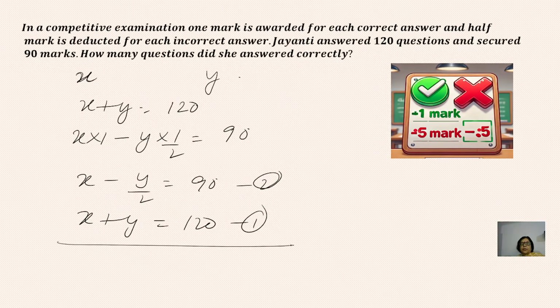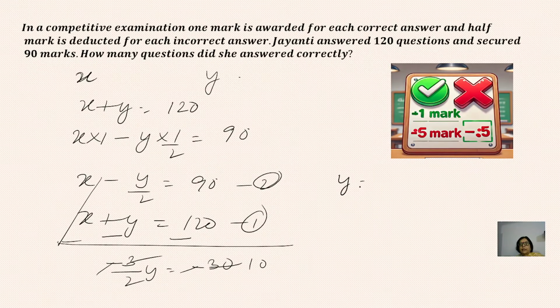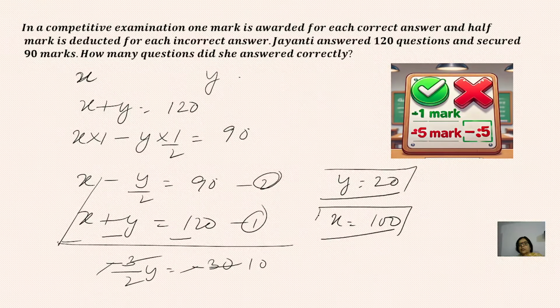So if we simply subtract them, the x terms will get cancelled. So minus y by 2 minus y is minus 3 by 2y is equal to minus 30. The negative gets cancelled. This becomes 10. So y is equal to 20. So the number of incorrect solutions is 20. And the number of correct solutions, of course, will be 100, because in total she has answered 120.